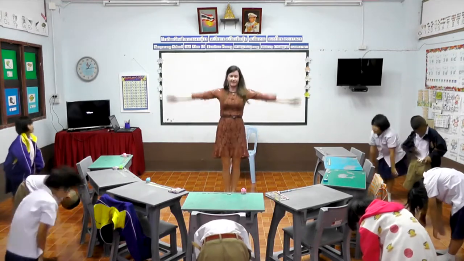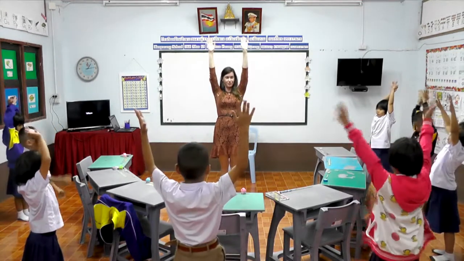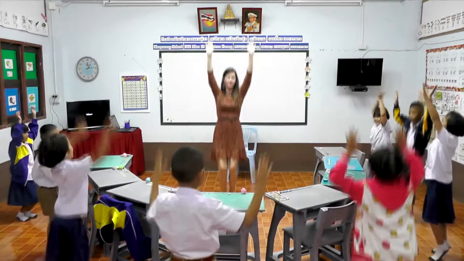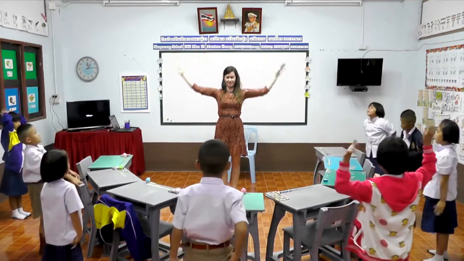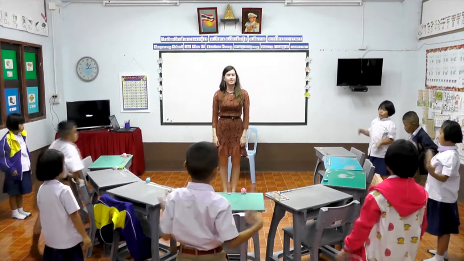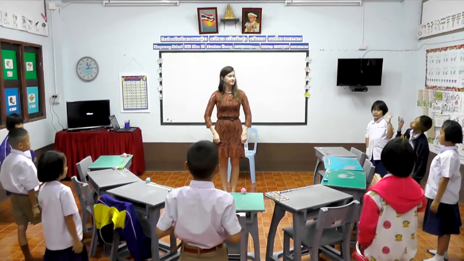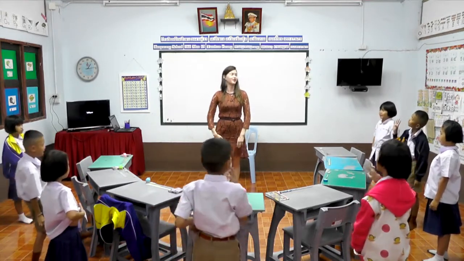Good, let's stretch down to the ground one more time. And up into the sky, high up into the sky. Let's do 3 little jumps. 1, 2, 3. Good, shake your arms down. Let's spin around. How many times? They have 4 times. Ooh, we have a lot of options.